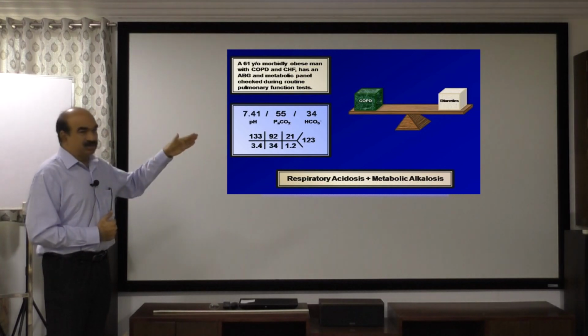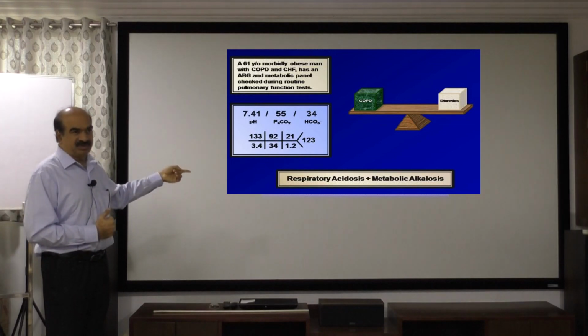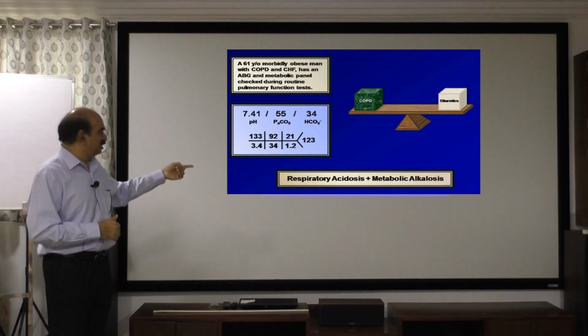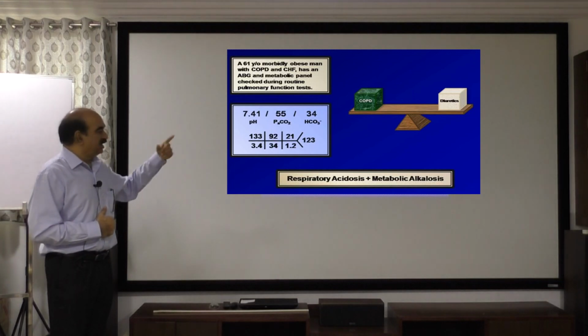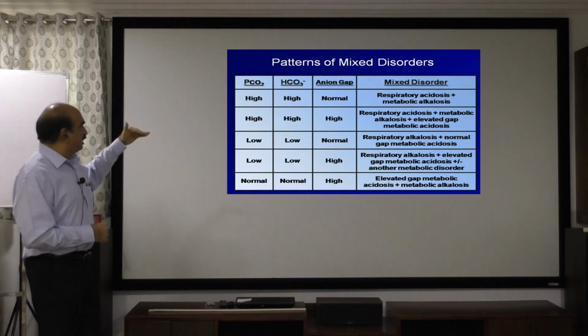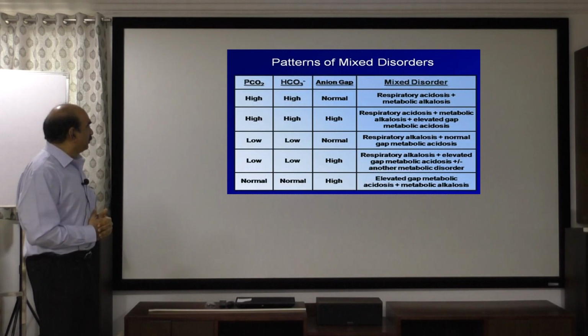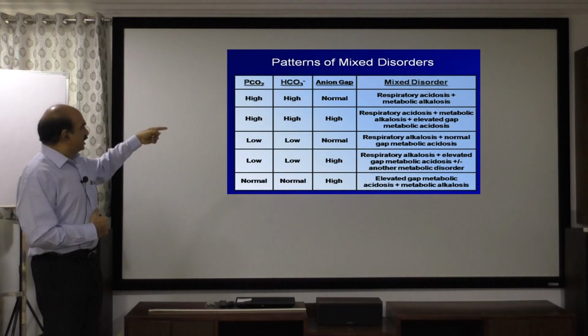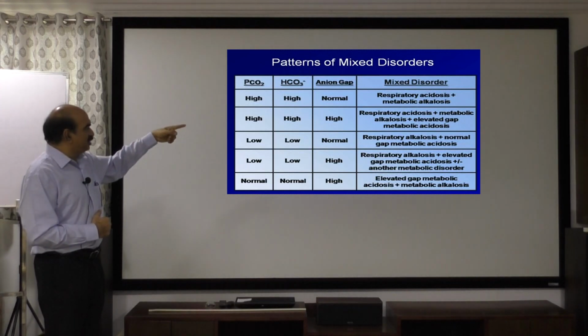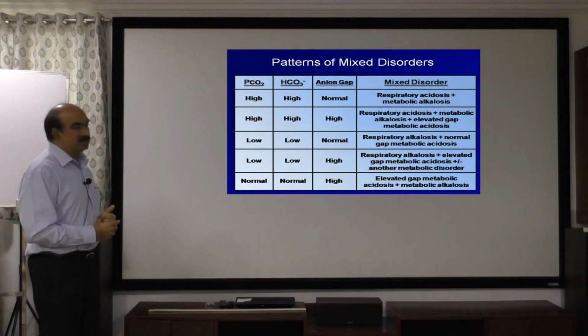A COPD patient who is on diuretics: COPD, the acute exacerbation, is the cause for respiratory acidosis. The diuretic is the cause for metabolic alkalosis. So high PCO2 means respiratory acidosis. High bicarb means metabolic alkalosis. So high PCO2 and high bicarb means respiratory acidosis and metabolic alkalosis. If the anion gap is high, there will be an additional elevated anion gap metabolic acidosis.